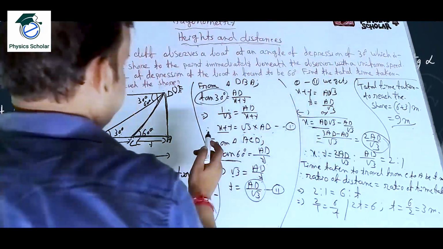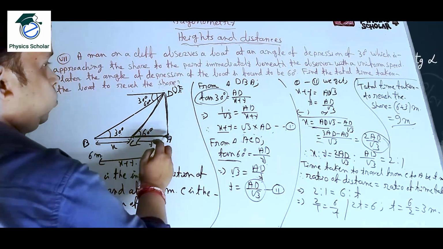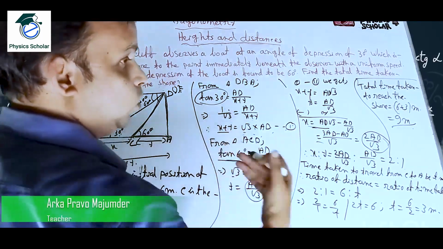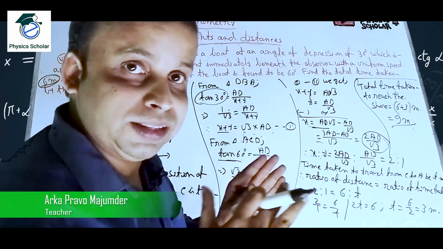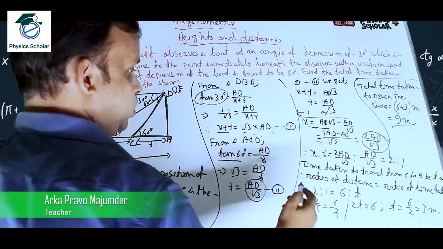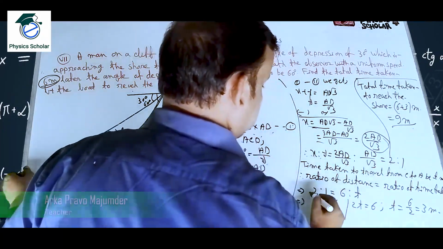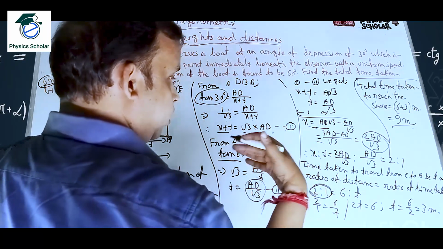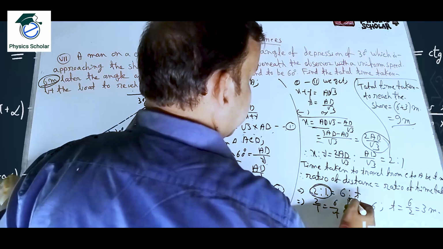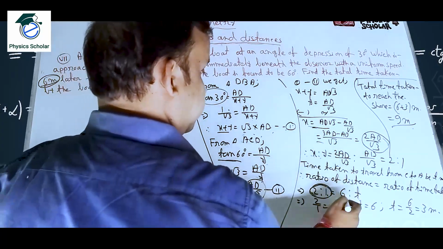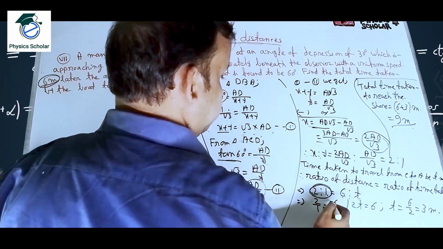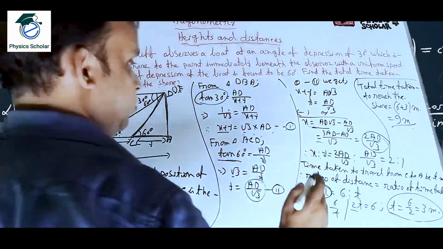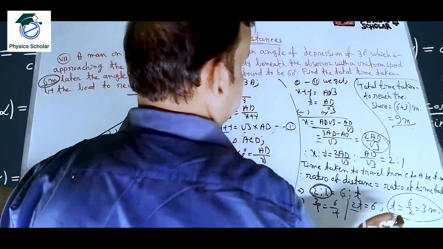Clear? Now let the time taken to cover C to A be t. So the ratio of the distances covered will be equal to the ratio of the time taken to cover those distances. So now 2 is to 1, that means the ratio of the travel distance is equal to the ratio of the time taken to cover that distance. So 6 is to t. So from there we are getting the value of t is equal to 3 minutes, sorry. So now the total time taken means what?